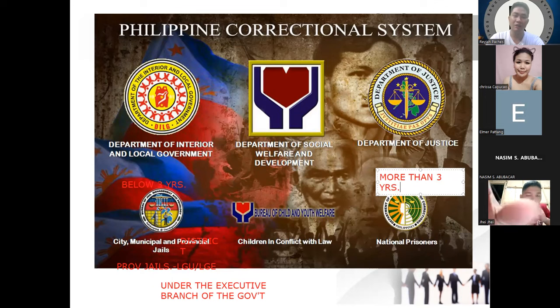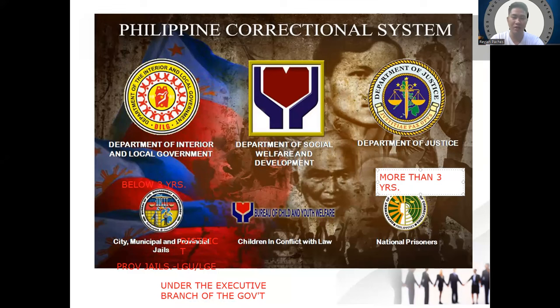Ulitin natin. Ang Department of Interior and Local Government, dyan belong ang Bureau of Jail Management and Penology, wherein ang BJMP is in charge with the supervision and control of the prisoners under the city, municipal, and district jails. Of course, nandyan yung provincial jails na naka-separate. Ang in charge dyan ay yung local government executives, si mayor or si governor, and the LGU. Yan yung tinatawag natin na BJMP.